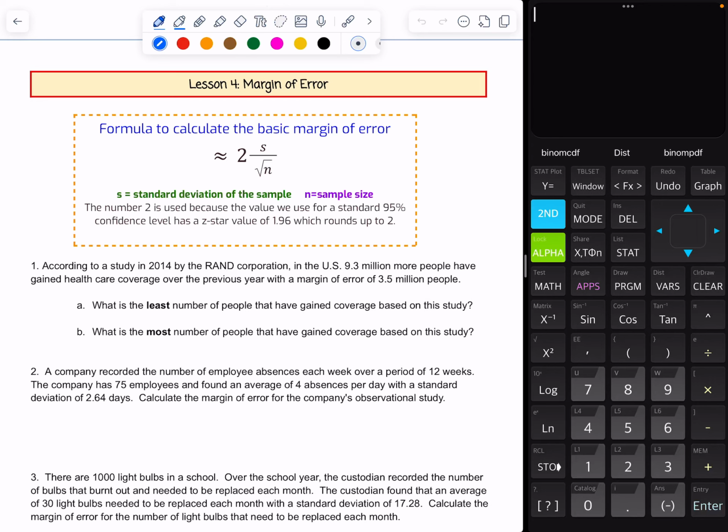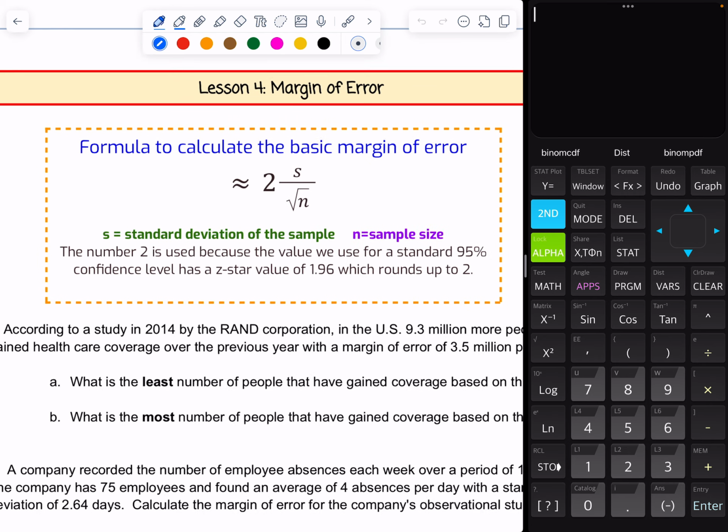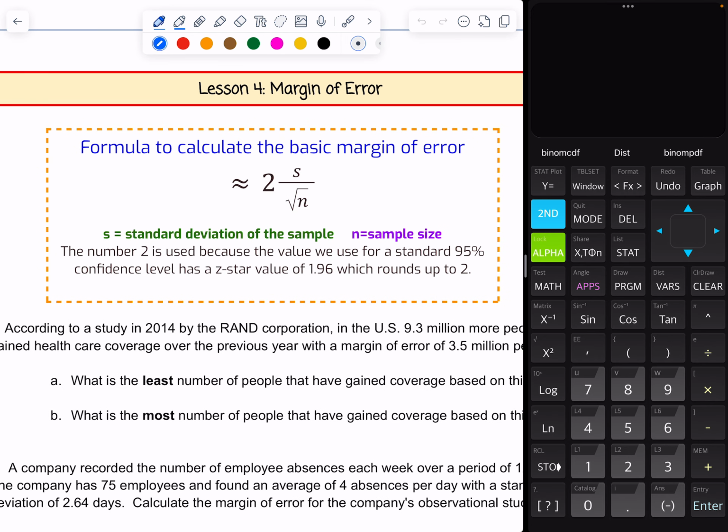In this video, let's take a look at margin of error. Our formula to calculate the basic margin of error is approximately 2 times the standard deviation divided by the square root of the sample size that we call n. The number 2 is used because the value we use for a standard 95% confidence level has a z-star value of 1.96, which rounds up to 2.